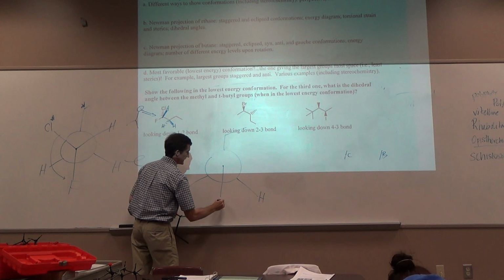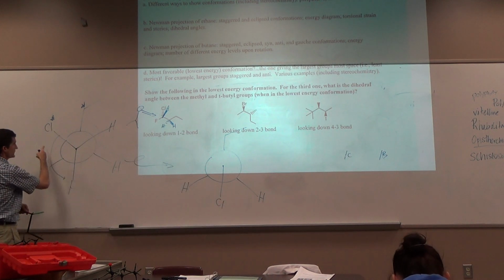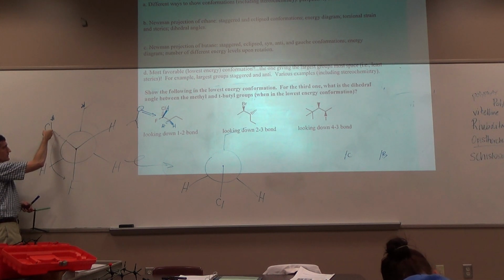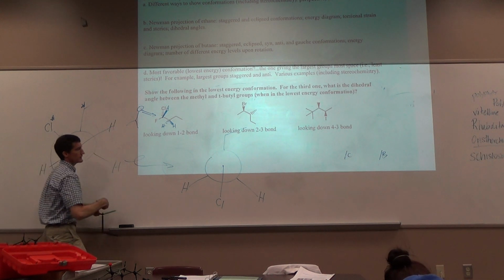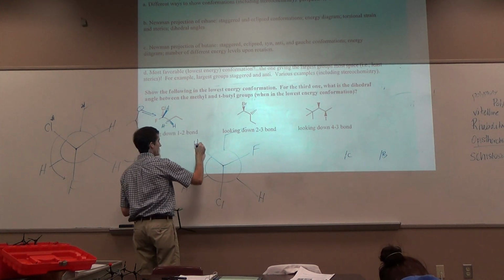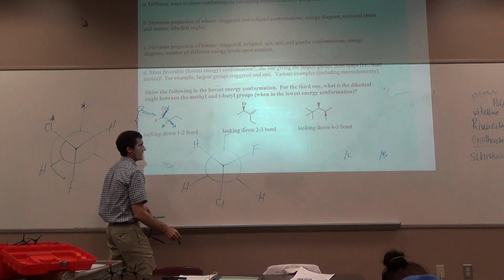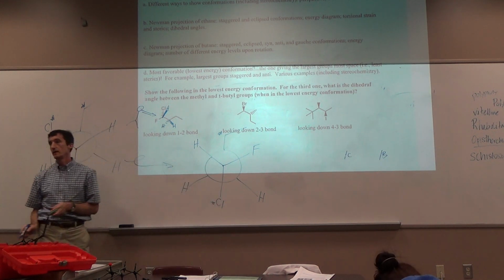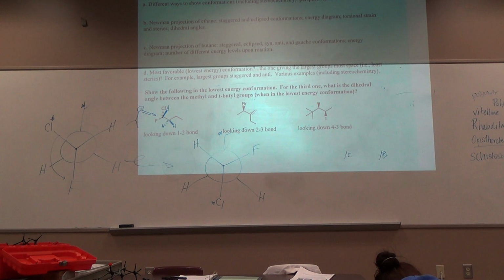Now the chlorine's straight down. If the chlorine comes straight down, where does the fluorine go? We're just turning this. Fluorine's going to come up here, and H is going to move over here. And this is your best, because your two biggest groups are anti. That's the lowest energy conformation of that molecule.